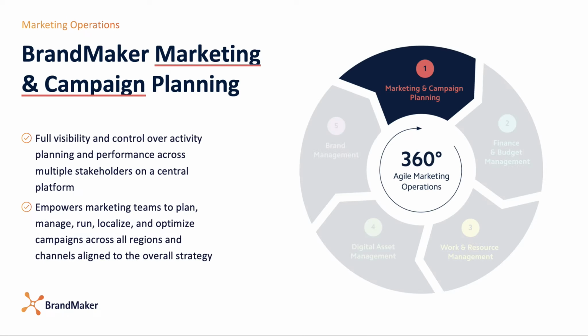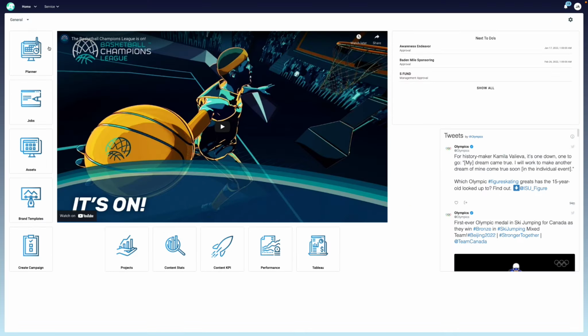The first solution in our stack is campaign planning, where we give the user full visibility and control and allow teams to plan, manage, and optimize campaigns across the entire organization. When we log in, we are greeted with a BrandMaker dashboard. This one is configured as a homepage for our fictitious company, Acme Sports. We will be showcasing Acme during our demo today.